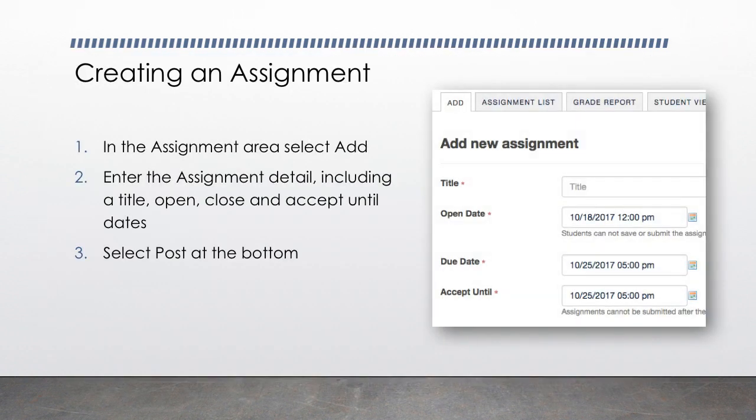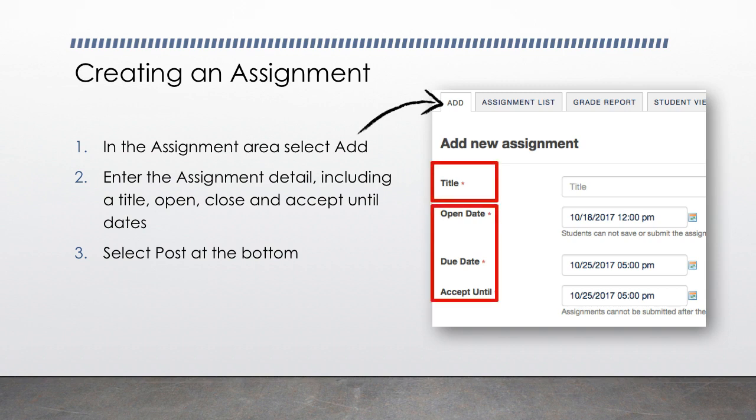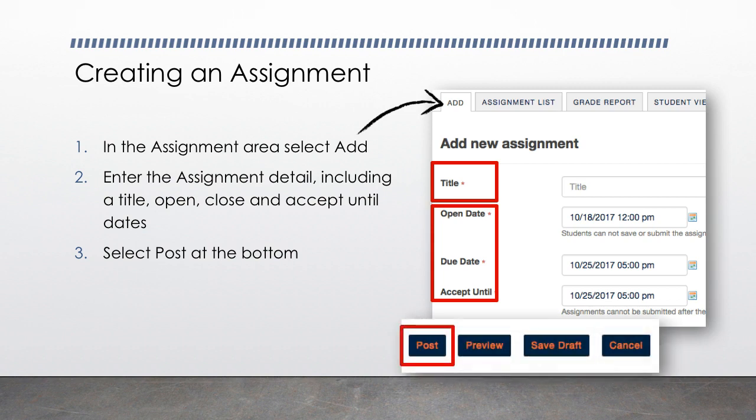Okay, so let's turn our attention to how to create a new assignment. Creating a new assignment simply involves selecting the Add button, providing a title, dates, and other required information, and then selecting the Post button at the bottom. Let's see how it's done.